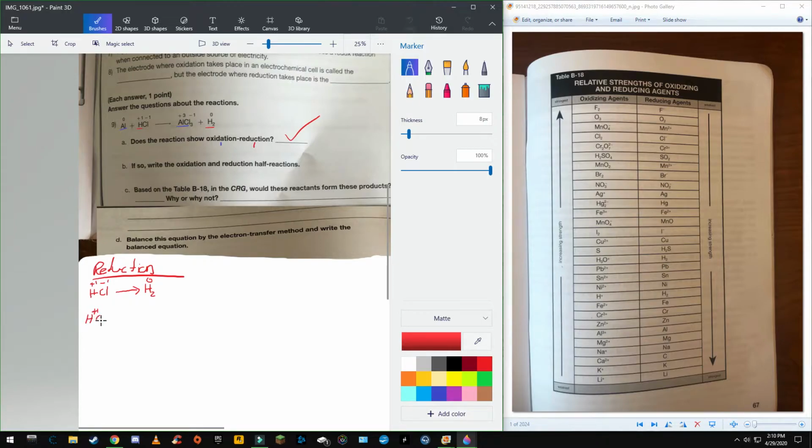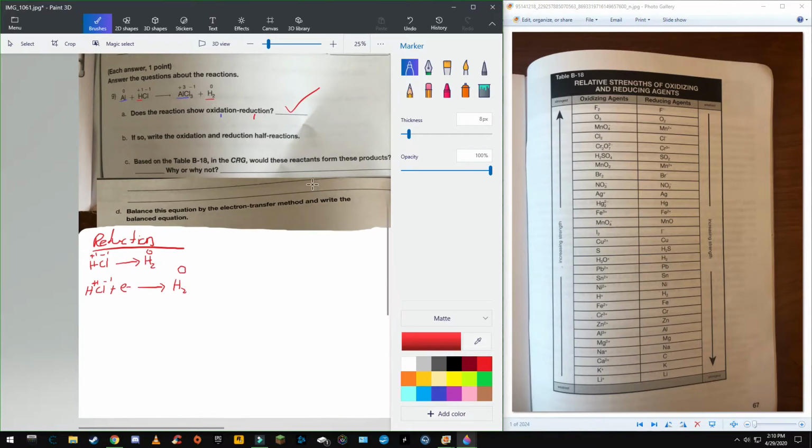H with +1, chlorine with a -1, plus an electron. I believe I wrote that backwards. It's supposed to look like this. And that produces H2, not H2O, H2 with a 0 charge. And that's it. That's how you write your reduction half reaction. That's all you do. That simple.